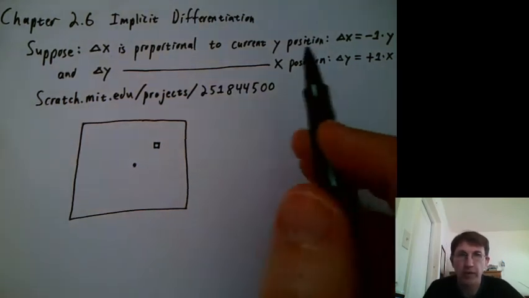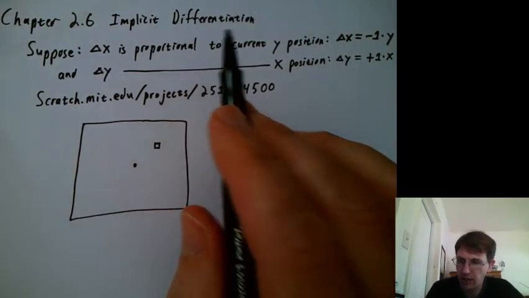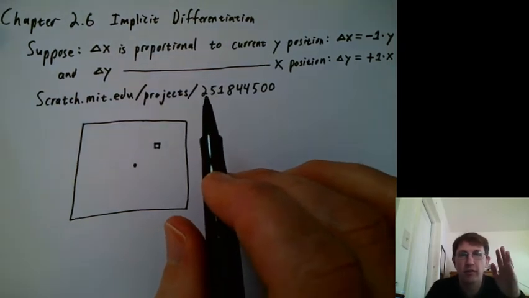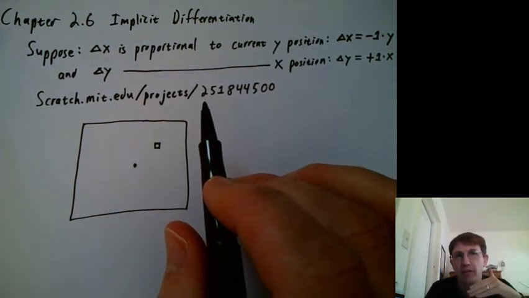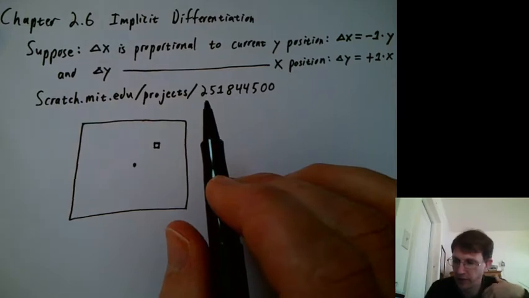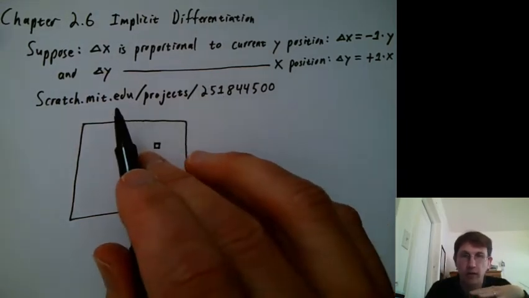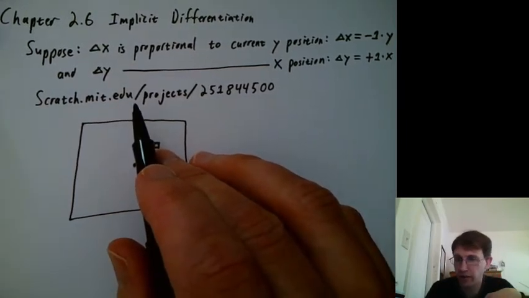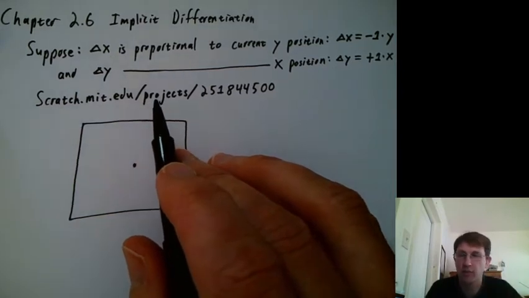Let's start chapter 2.6, which is about implicit differentiation. I want to start with a demo that is related to something we'll see near the end of the implicit differentiation section, but it's just kind of fun. We're going to be using a Scratch program. This is not required, but it's nice to link between concepts.